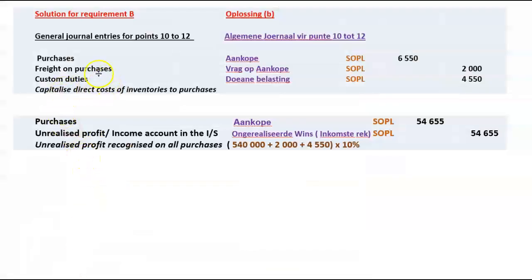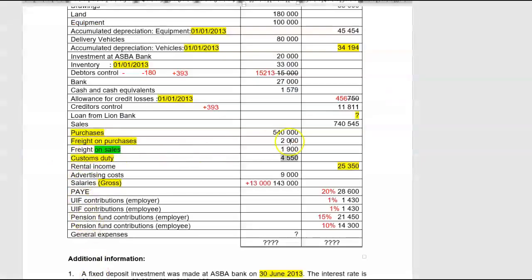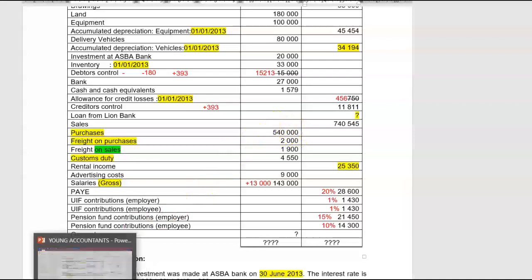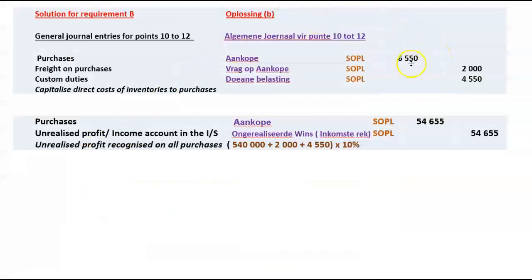The other one we said is customs duties. So we're going to credit customs duties with 4,550. If we get here to customs duty, how are we going to get rid of that one? We're going to credit that account 4,550, and the debit leg of that entry is going to go against purchases, 540,000. So purchases would have been debited with 6,550.